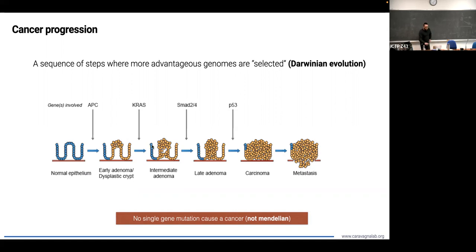And the more it grows, the more mutations you get, the more the structure becomes complicated, with the final endpoint of giving you the metastasis, which is just the way that tumors move from one organ to another organ, right? You get a metastasis on the liver from a primary tumor in the colon. So there is this progressive accumulation of somatic mutations in which more and more advantageous genomes get selected by a Darwinian evolutionary process. And I'll try to explain this over the next set of slides. Does it make sense so far? Okay.